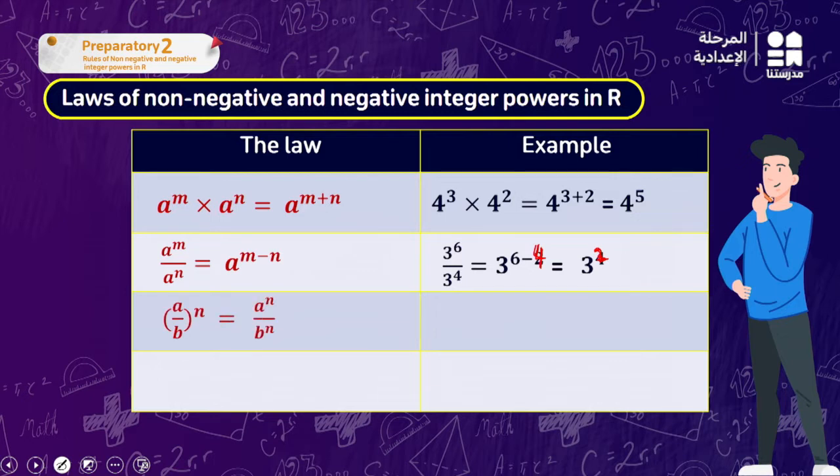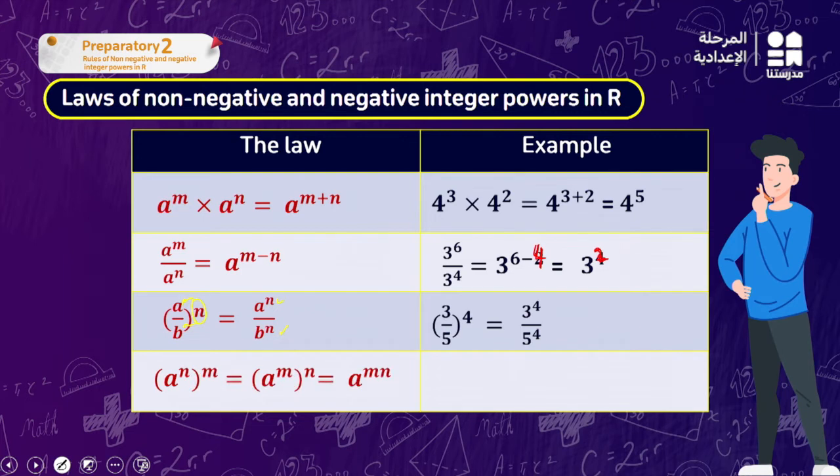Next one, a over b all to the power n is a to the power n over b to the power n. What do we do here, guys? We distribute the powers, here and here, so a to the power n over b to the power n. For example, 3 over 5 to the power 4 is 3 power 4 over 5 to the power 4.